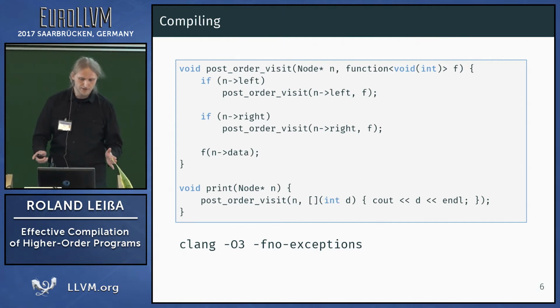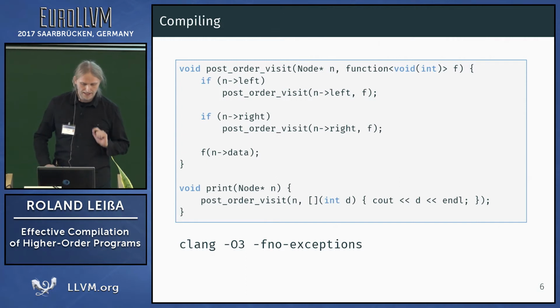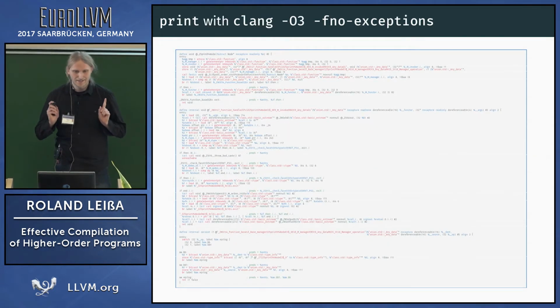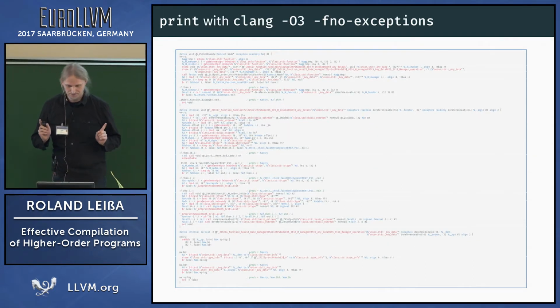Okay, so let's see what Clang is doing with this program. So just the post order visit and the print, and I compiled with O3 and also with -fno-exceptions, because exception handling is known to clutter the IR and hinder other optimizations from kicking in. So this is what you get. This is just the post order visit, and this is the print function.